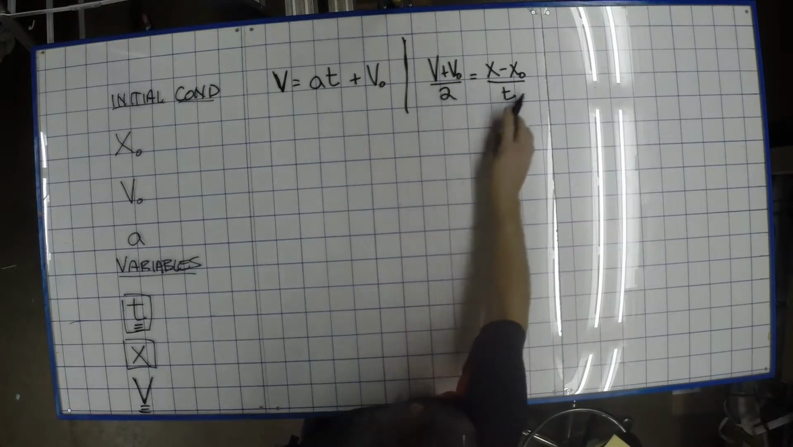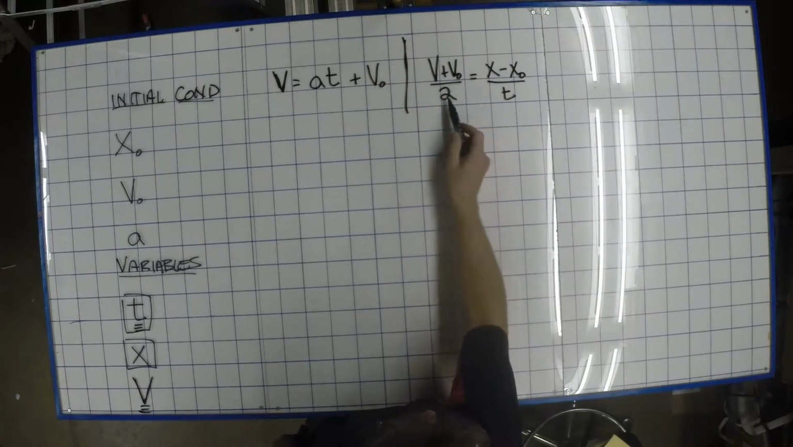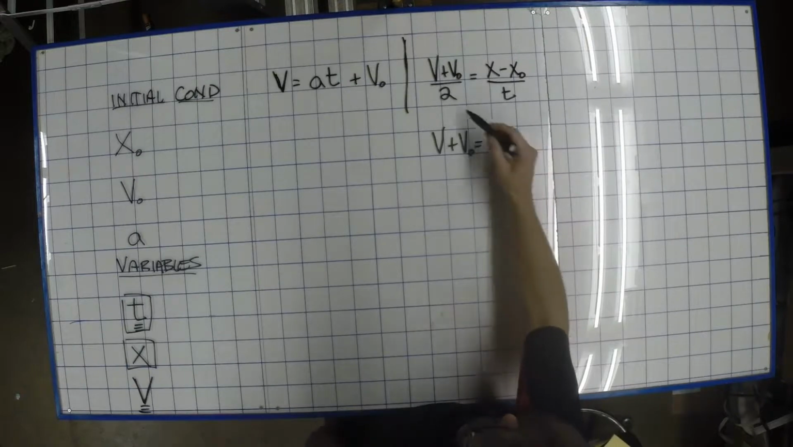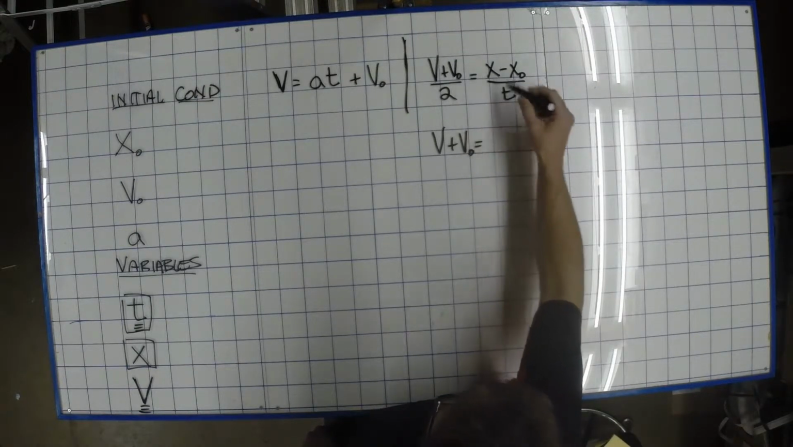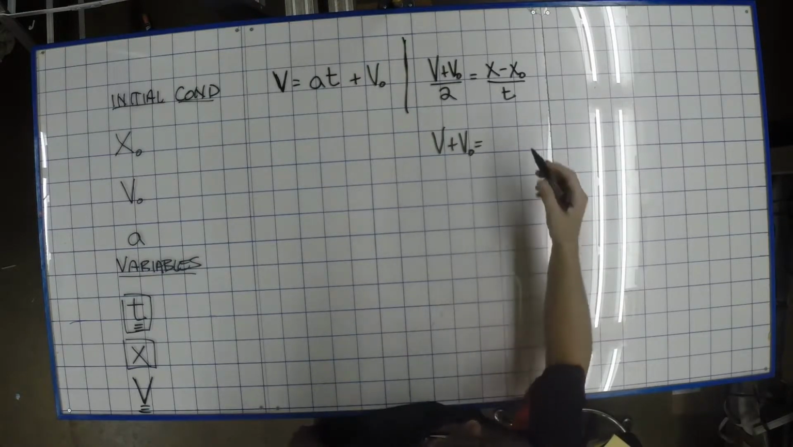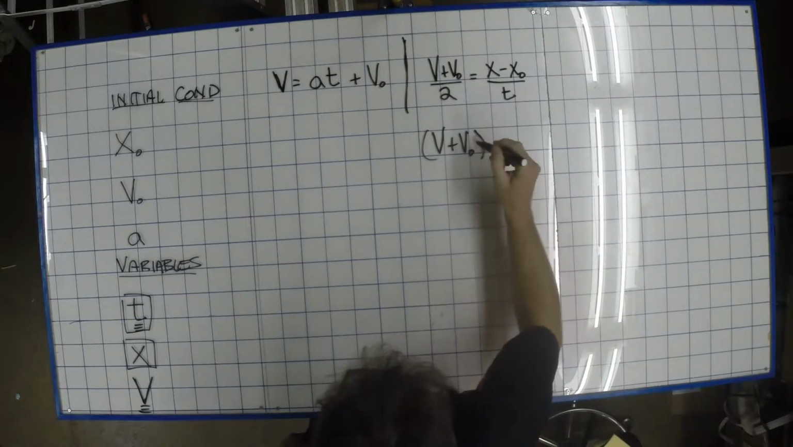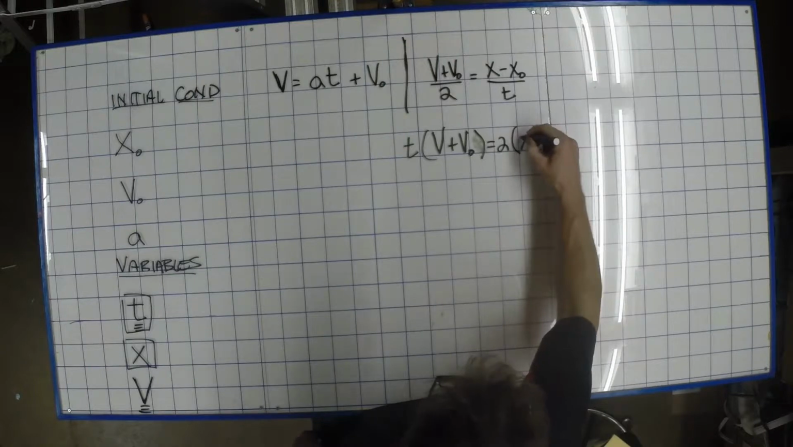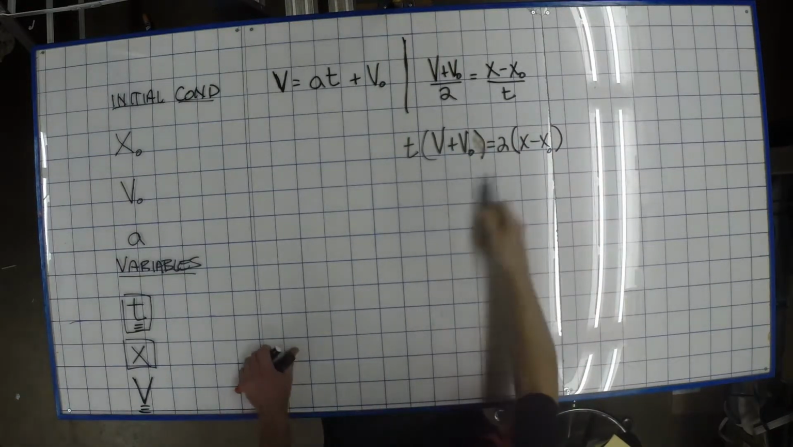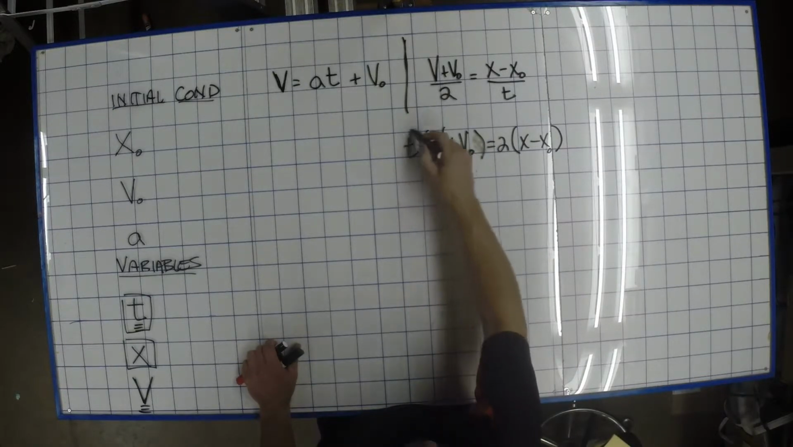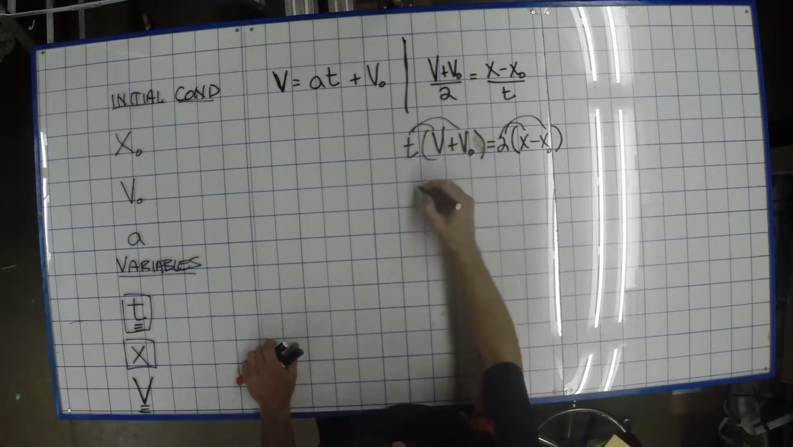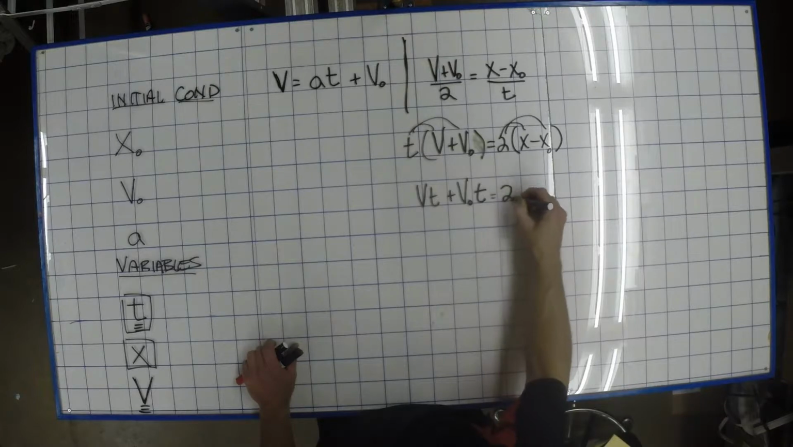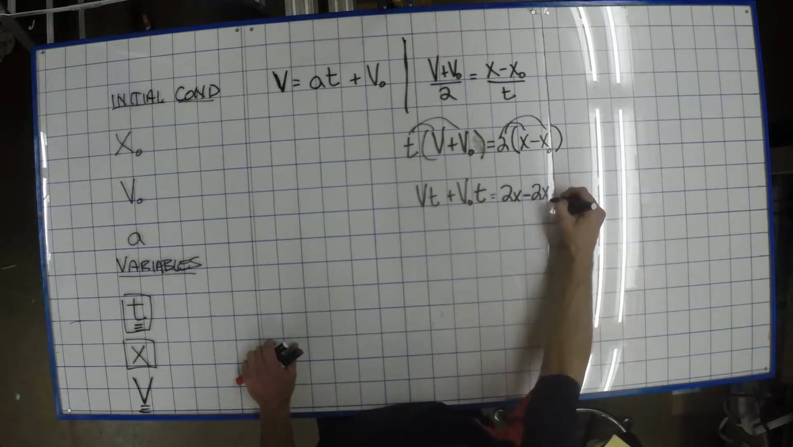So what I'm going to do is take this and solve it for v. We can cross multiply, which most people would see as an easier first step if you're not too familiar with this. Now I'm going to distribute the t here, and I'll distribute this. So this is going to be vt plus v0t equals 2x minus 2x0.